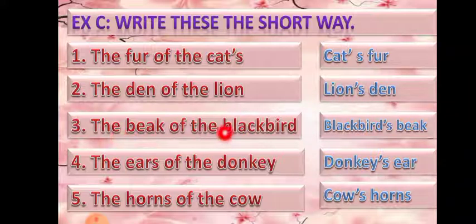Number 3. The beak of the blackbird. What is the beak of the blackbird called? Blackbird's beak. Number 4. The ear of the donkey. Donkey's ear. By using apostrophe and S, we make the short form and a meaningful sentence. And the last one is the horns of the cow. Cow's horns.